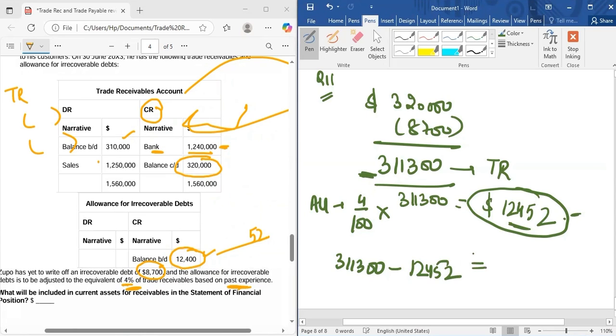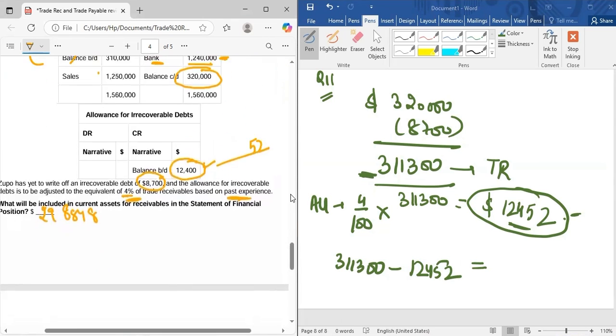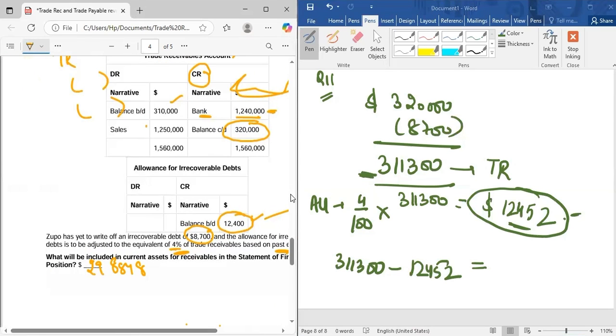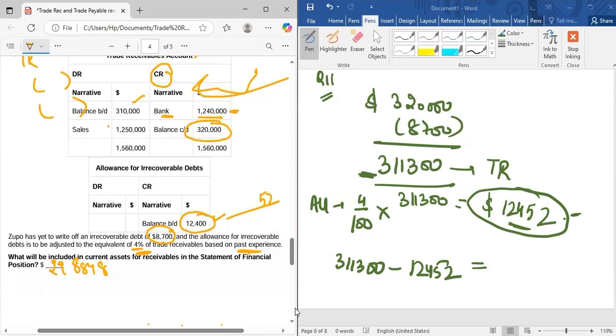Okay, so when you subtract it, I'll calculate 311,300 less 12,452. So it would be 298,848. Okay. So we just take the movement in our profit and loss account. But here they asked us what would be our trade receivables in the balance sheet. Okay. In the statement of financial position, they have written here, in the statement of financial position. That's why I will take this entire amount of allowance and I will not look at the movement.